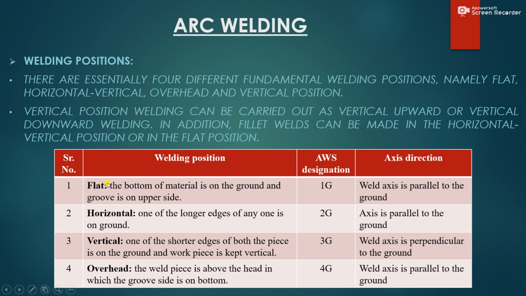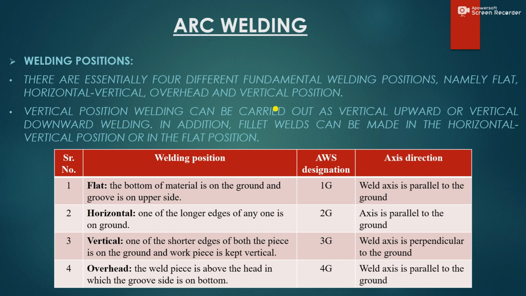The flat welding position is one in which the bottom side of the material is on the ground, and the groove in which the welding is to be carried out is on the upper side. The AWS designation, which is the American Welding Society designation, is 1G for the flat position, and the axis of the weld will be parallel to the surface of the ground.